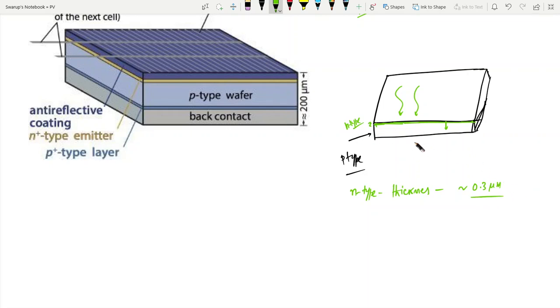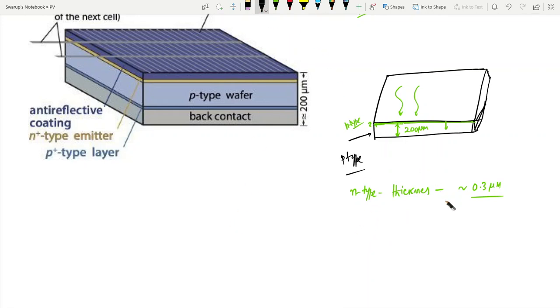So you can imagine that the whole wafer thickness itself is 200 micrometer. Comparatively, the top n-layer thickness is very small. It is just 0.3 micrometer, a little more than 1%. Or no, it's even less than 1%. 0.3 by 200, it's less than 1%. So it's very, very thin. And why are we doing that? For that understanding, you have to see the generation curve.